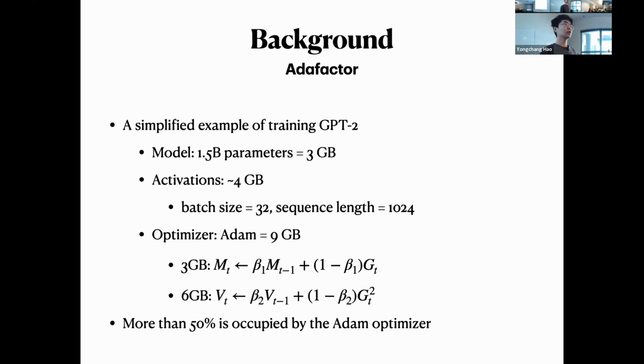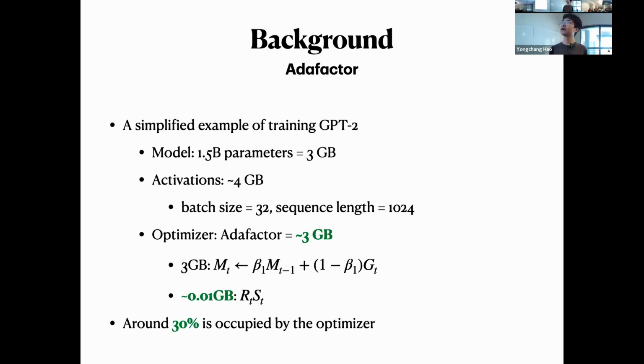So which part did Adafactor save? This is a recap of the memory usage of Adam. And if we apply Adafactor without factorizing momentum, we will get a new memory size as large as 3 GB. That's obtained by not touching momentum at all, but factorizing the second moment to very small vectors. And now, as you can see, only 30% of the memory during training is occupied by the optimizer. But still, we have something here, the 3 GB unreduced.